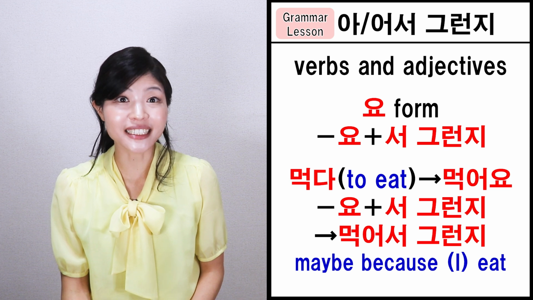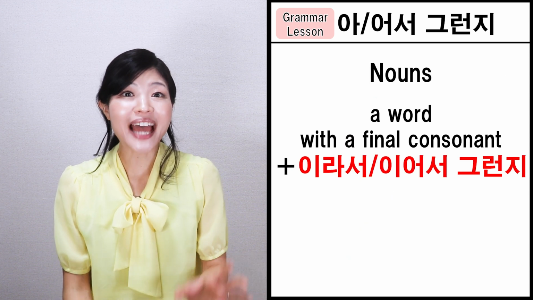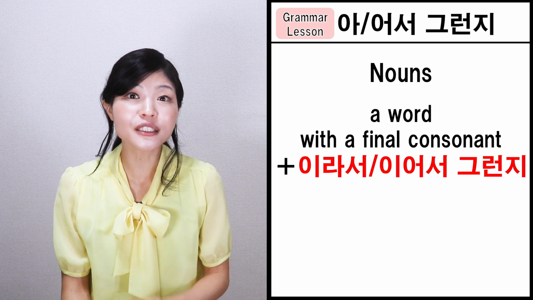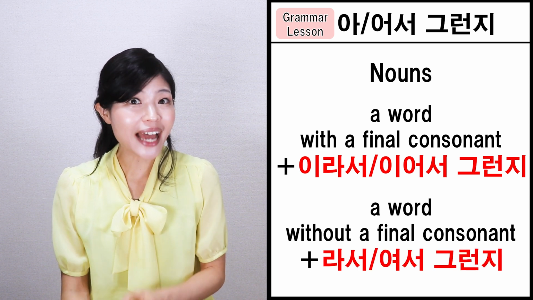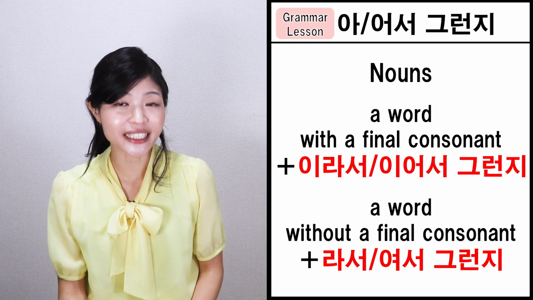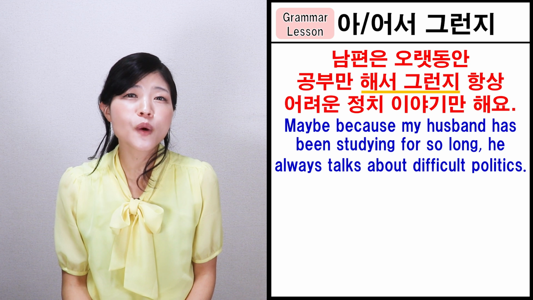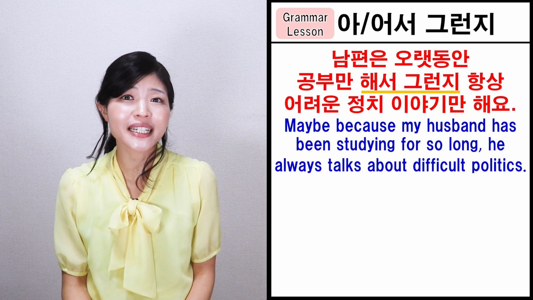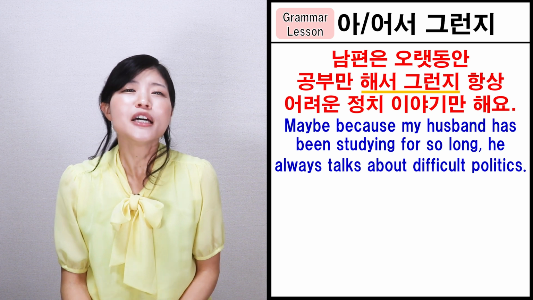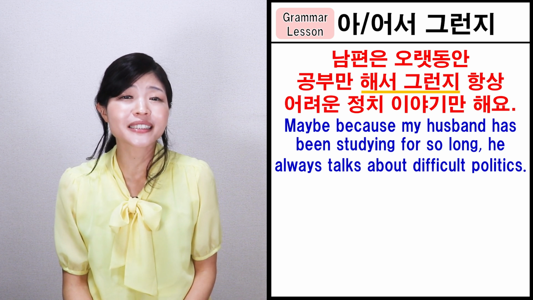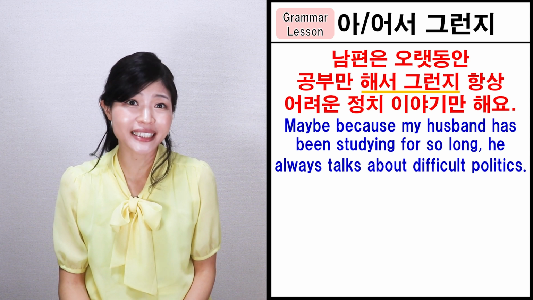Maybe because I eat. For nouns, when a word has a final consonant, you attach 이라서 그런지. If a word does not have a final consonant, you attach 라서 그런지. Now, let's read a sample sentence. 남편은 오랫동안 공부만 해서 그런지 항상 어려운 정치 이야기만 해요. Maybe because my husband has been studying for so long, he always talks about difficult politics.